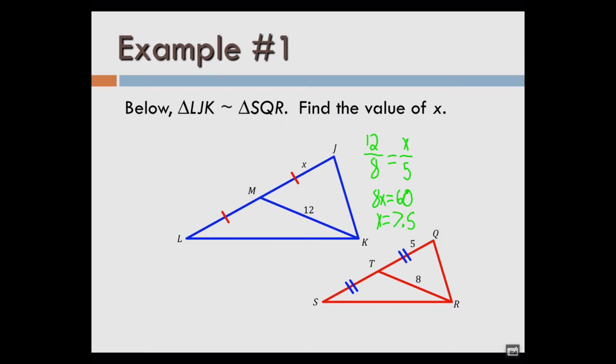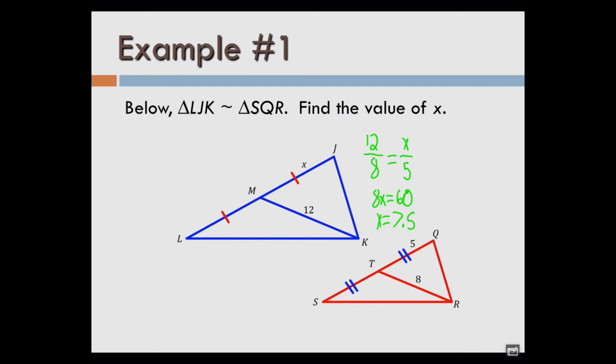Okay, a couple questions for you, Drew. What kind of thing is MK? Medium. It's a median. How do you know that? Because it goes from the opposite vertex and it bisects the opposite side. How do you know that? Because of those two little tick marks. Okay. We know that the big triangles are similar because it tells us that in the directions. And since the medians are something that can be measured with a ruler, then we get that proportion.